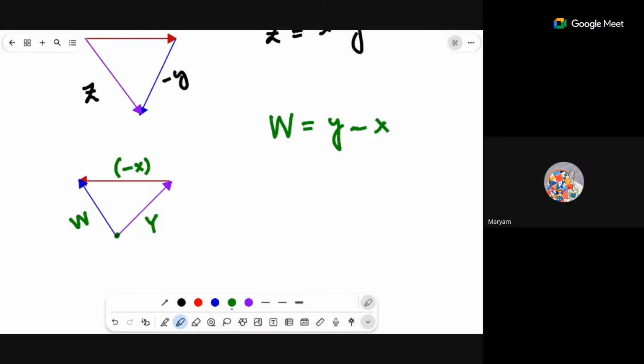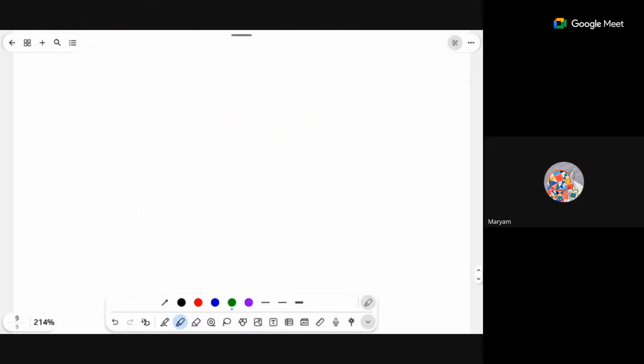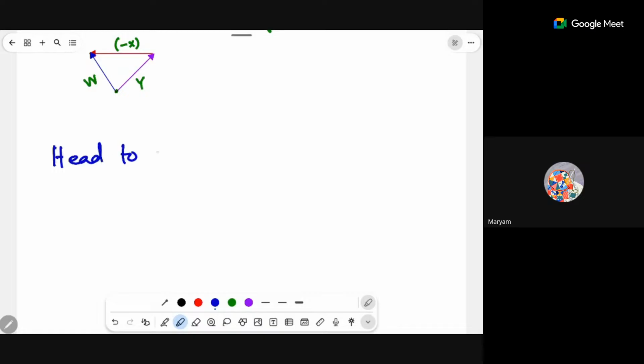So here we go. These are all situations which are asked to you in different formats. Is this clear? Any question or any confusion till this point? Right. So in this way, the head to tail method works for more than two vectors.